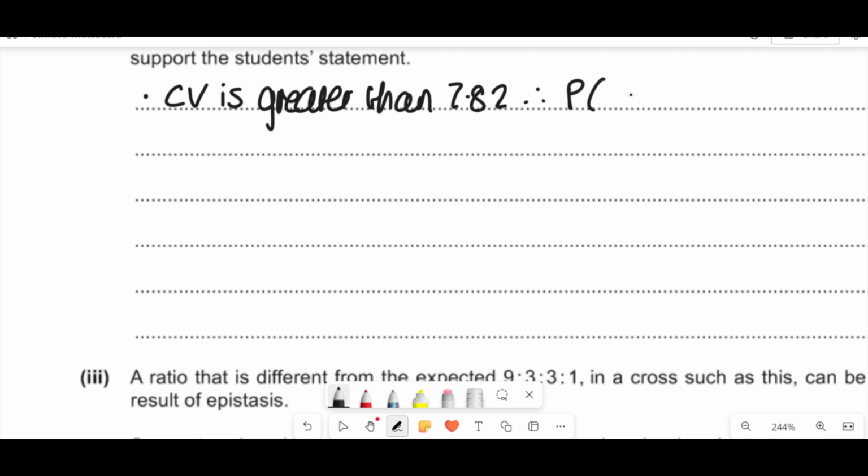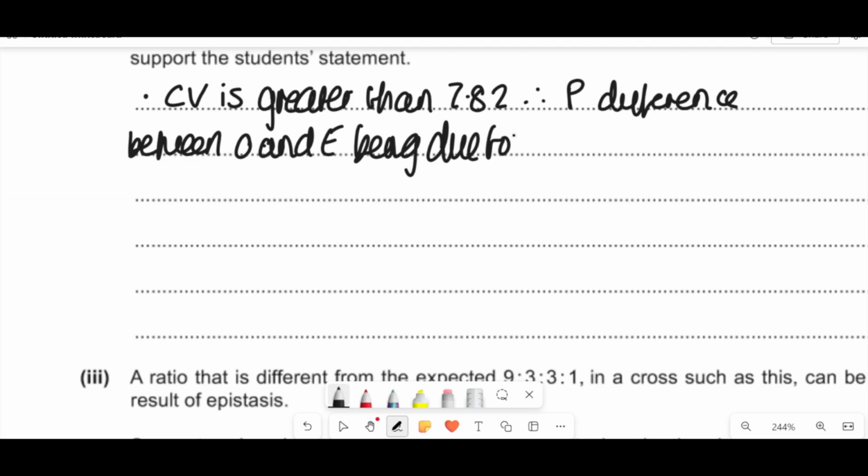Therefore, the probability of the difference, obviously write the whole thing, between observed and expected being due to chance, because that's what the p-value is testing. Whenever you're doing a question on this, what is the p-value testing?